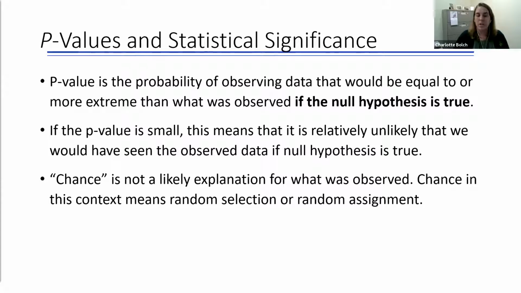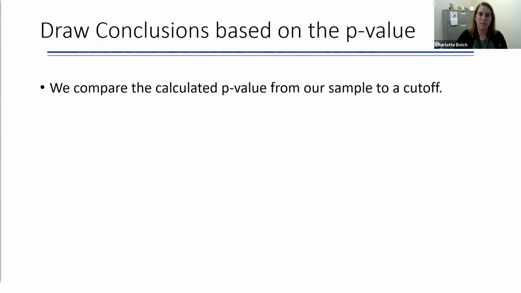And so what we're saying when we say chance is that it's not an unlikely explanation for what was observed. Chance in this context means random selection or random assignment. So it's not just due to the fact that these participants were randomly assigned to two groups. That's not the reason. There's something else that's going on in our sample.